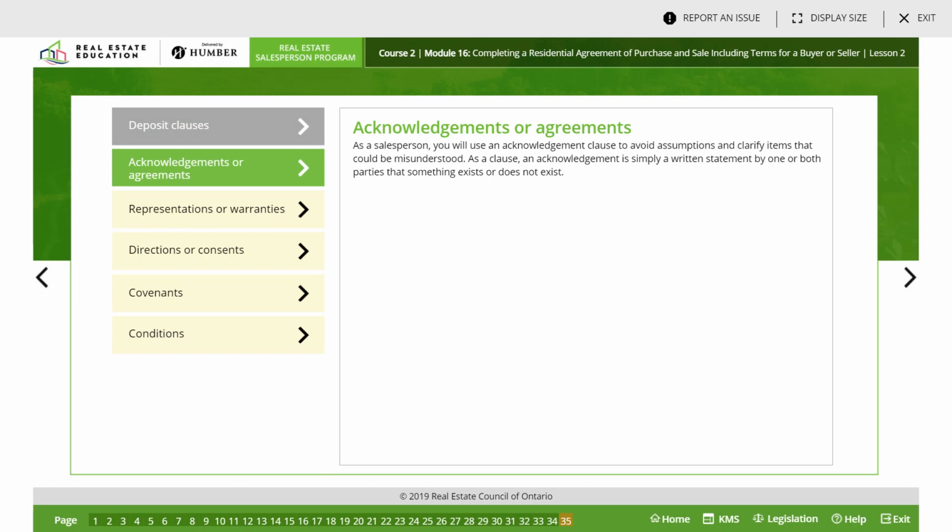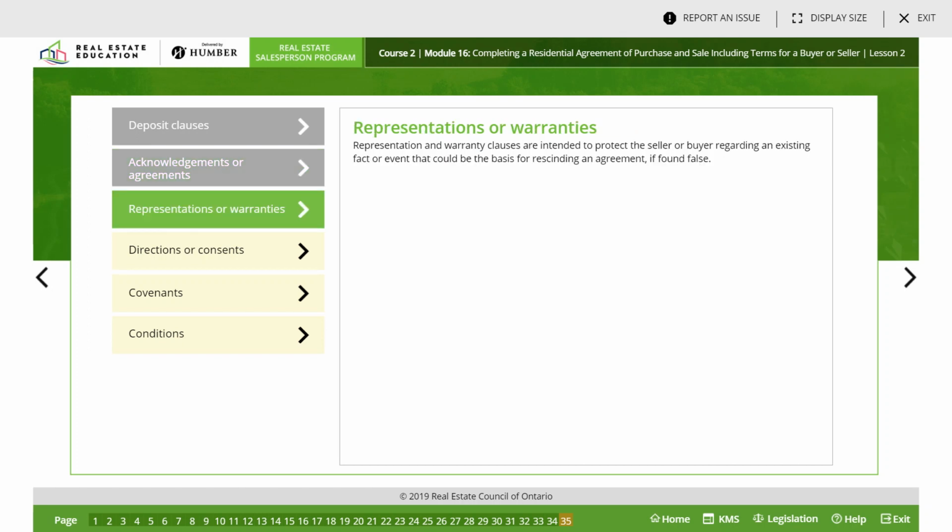Acknowledgements and agreements. You will use an acknowledgement clause to avoid assumption and clarify items that could be misunderstood. As a clause, an acknowledgement is simply a written statement by one or both parties that something exists or does not exist. Makes sense. Representation or warranties. Representation and warranty clauses are intended to protect the seller or buyer regarding an existing fact, that could be the basis of rescinding.